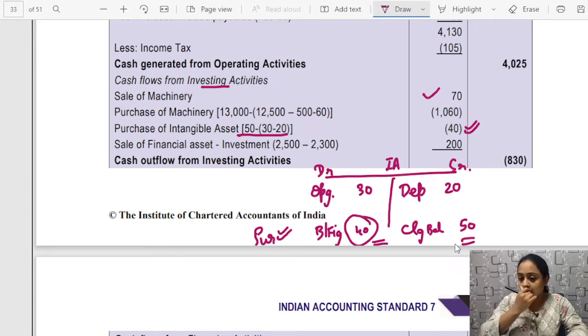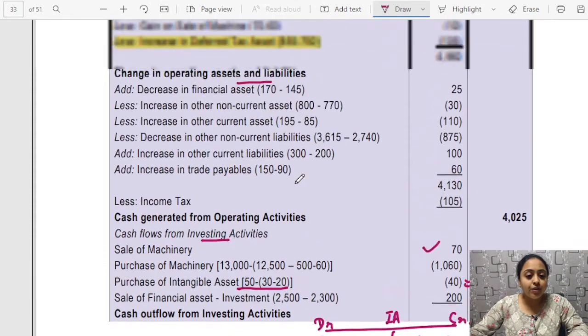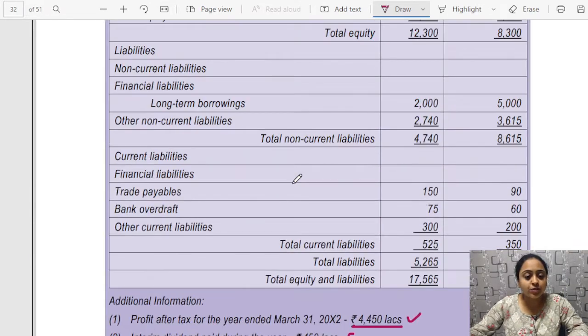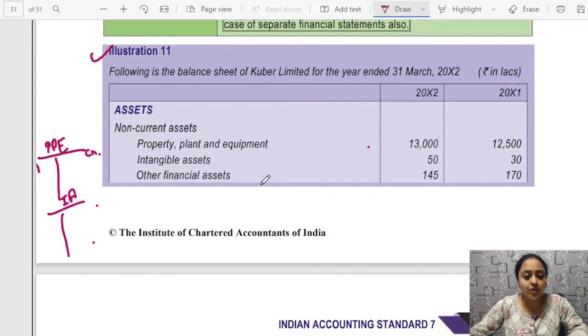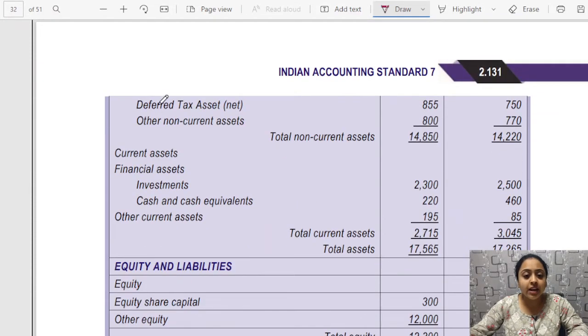Okay, make sure you make a ledger throughout simultaneously. This will help you a lot. Now if we talk about next, this was PPE, and then we talked about other financial asset. Now comes deferred tax asset. This is 750 and 855. The difference will be treated over there.